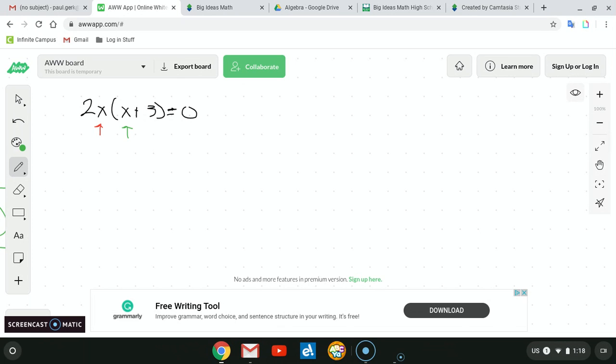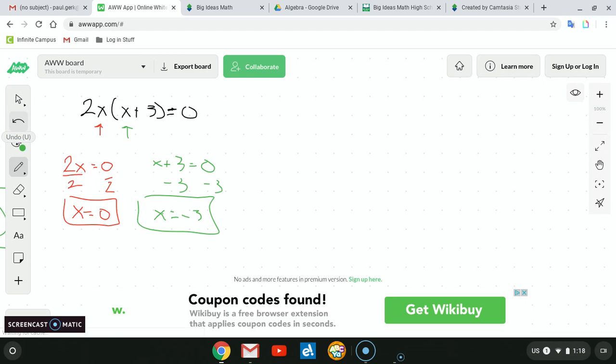So what they did, just a quick reminder: 2x equals 0, solve that equation. x plus 3 equals 0, solve that equation. This x equals 0. Minus 3 on both sides. This x equals negative 3. All right, so here's our answers. Remember, the word in our vocab and the word that was used in our previous video was the roots. So these are the roots.